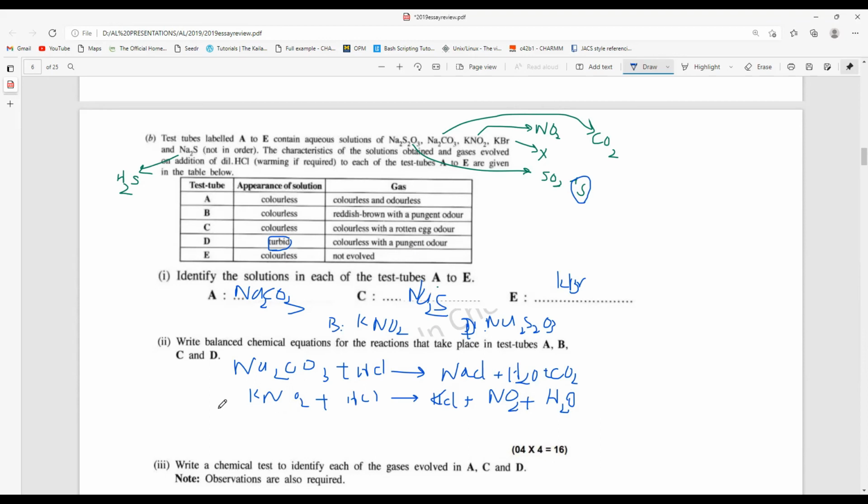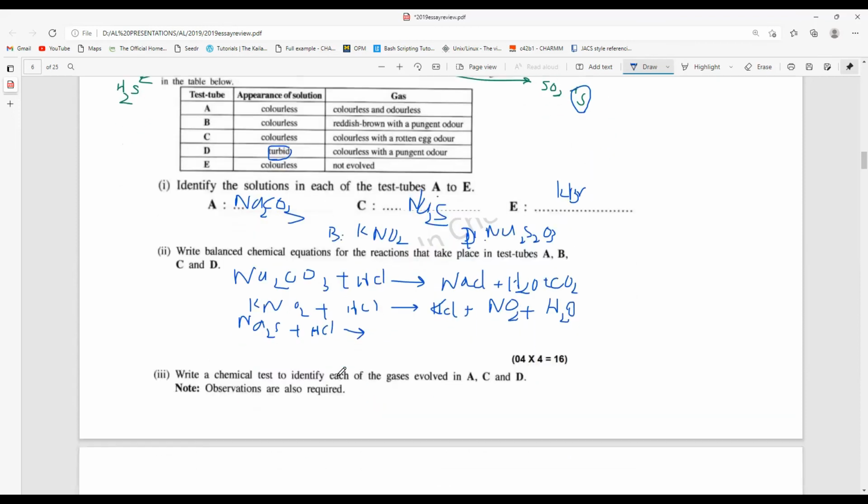Okay. Then C, you have this Na2S again plus HCl. So this would give NaCl and H2S gas. That is very straightforward again. And finally, the last one is sodium thiosulfate. Na2S2O3 reacting with HCl would give NaCl, SO2, sulfur, and water. Okay, that is the reaction.